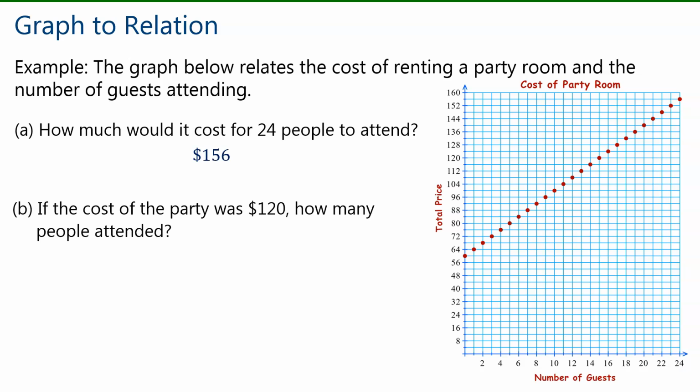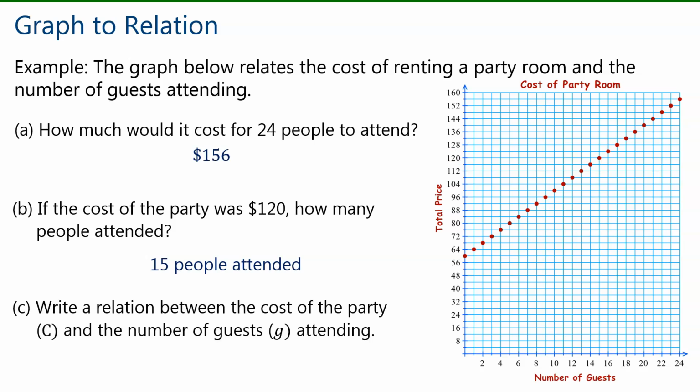Now part B says if the cost of the party was $120, how many people attended? So this time I'm going to look for 120 on the vertical axis, which is right here. So if I go straight over to a point on the graph and then straight down, I see that that corresponds to 15 people.